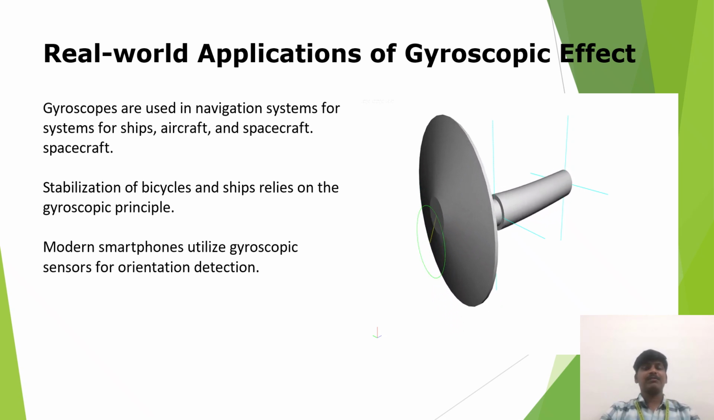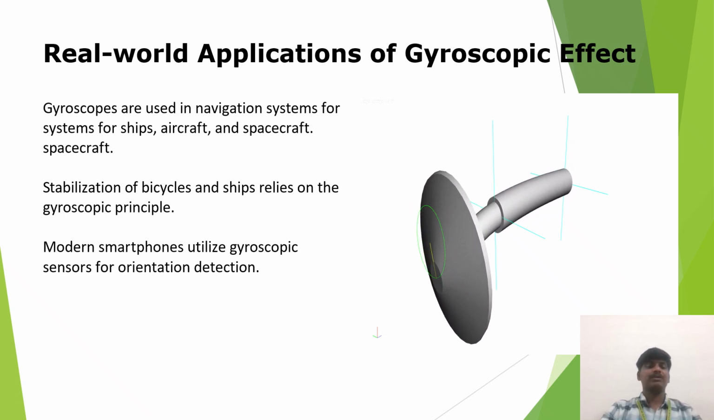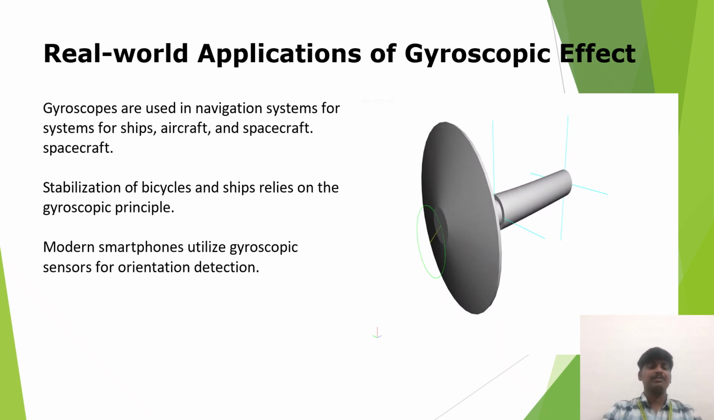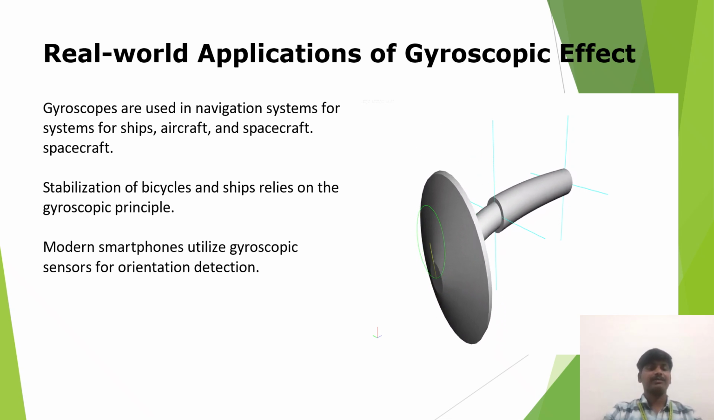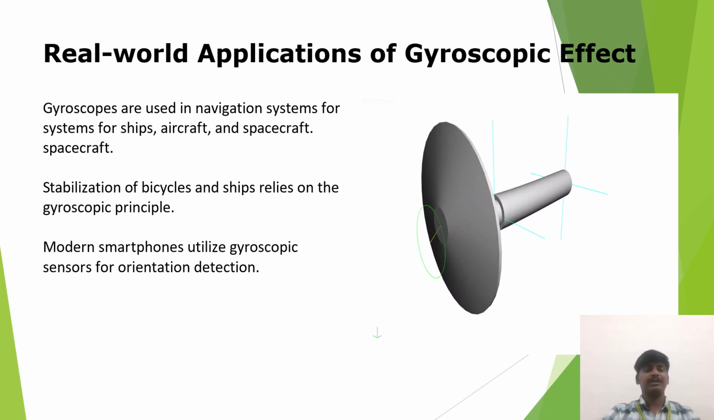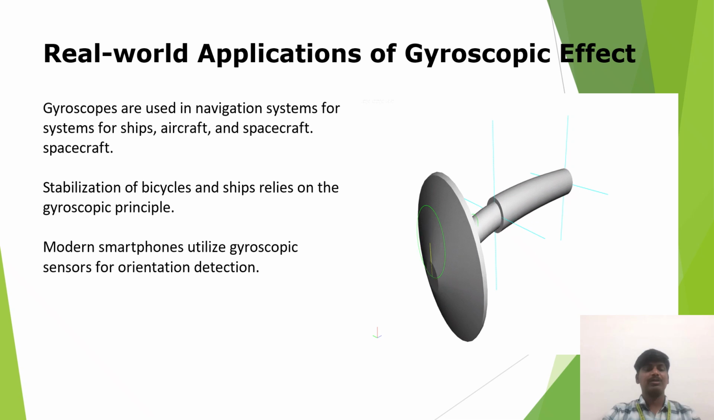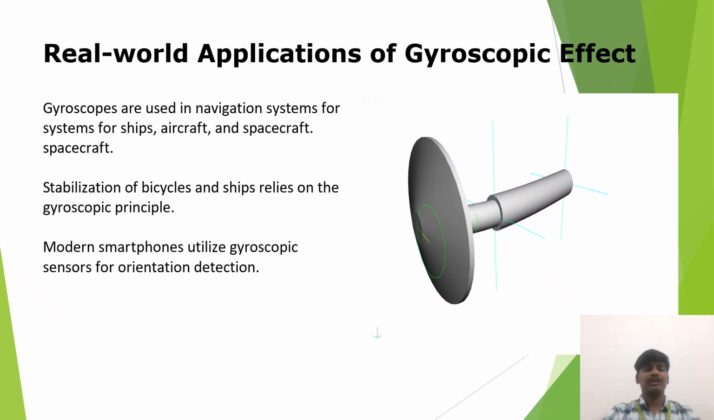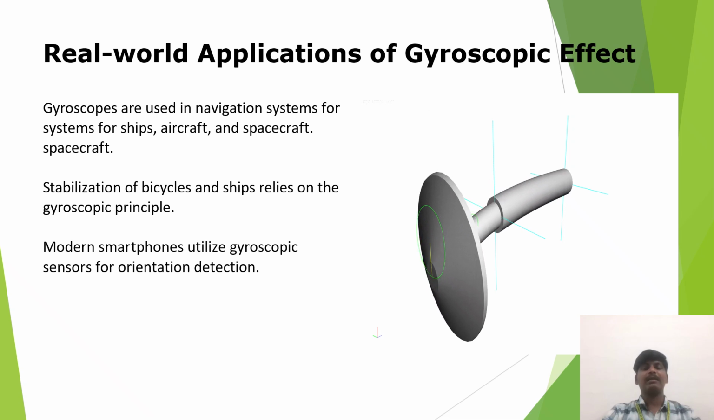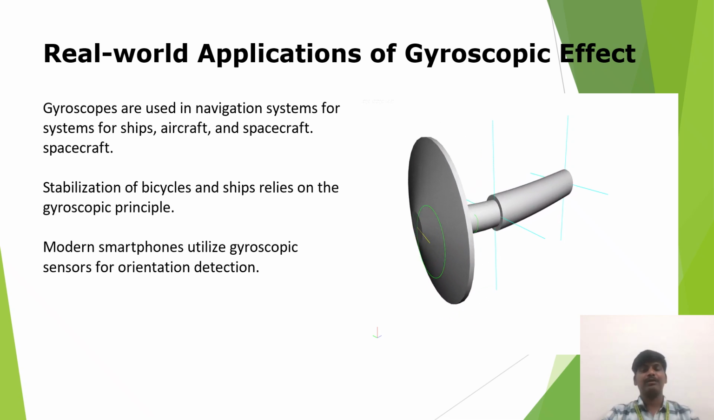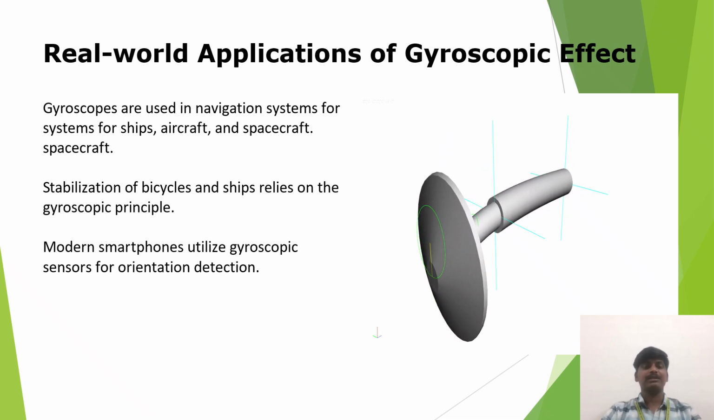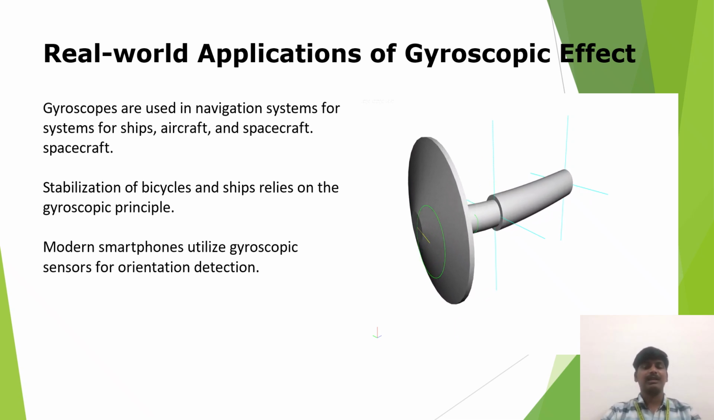Real world applications of gyroscopic effect. Gyroscopic effects are used in navigation systems for ships, aircraft, and spacecraft. Stabilization of bicycles and ships relies on the gyroscopic principle. Modern smartphones utilize gyroscopic sensors for orientation and direction, like the steering we see visually on the screen.